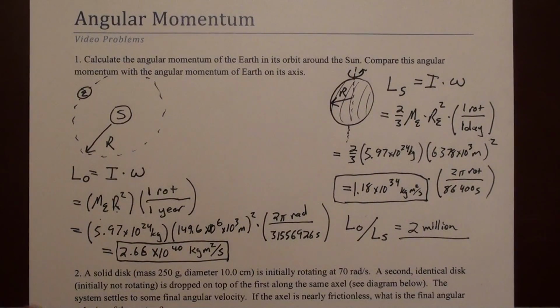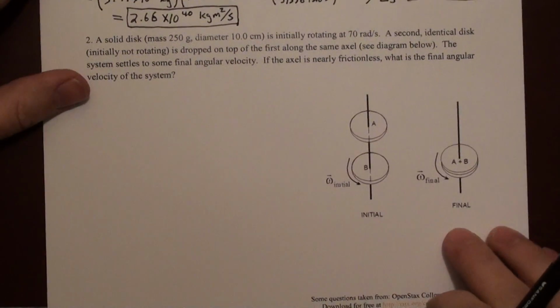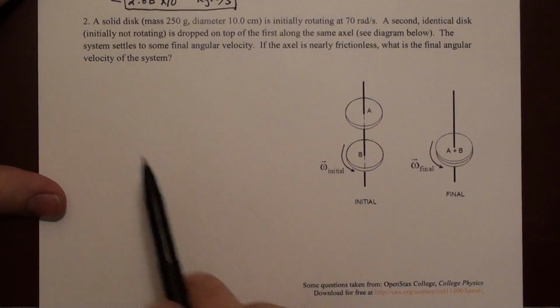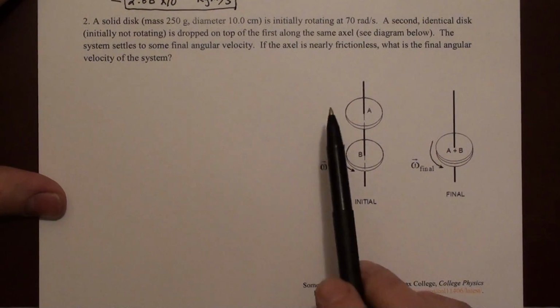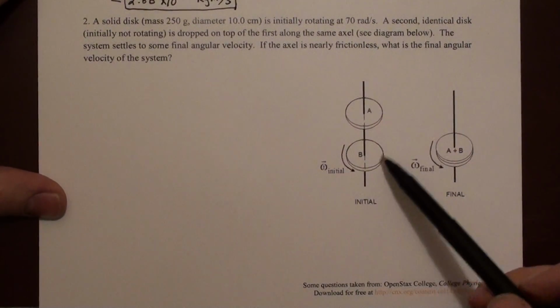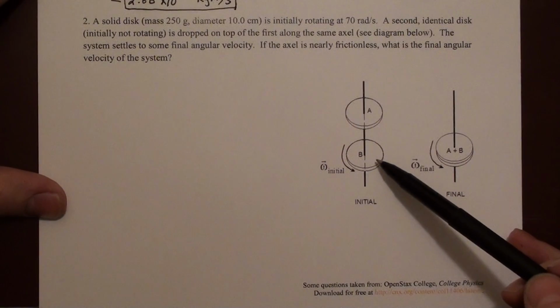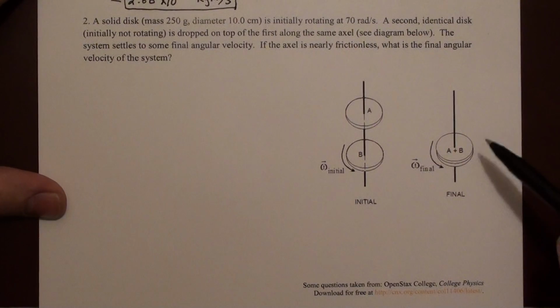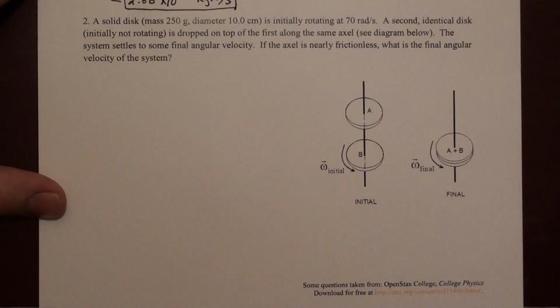Okay, so moving to the next problem. We have a solid disk that's initially rotating at some angular speed. A second disk is dropped onto that disk, and the two spin together at some final rotational speed. The question is, when you do this, what is the final rotational speed?